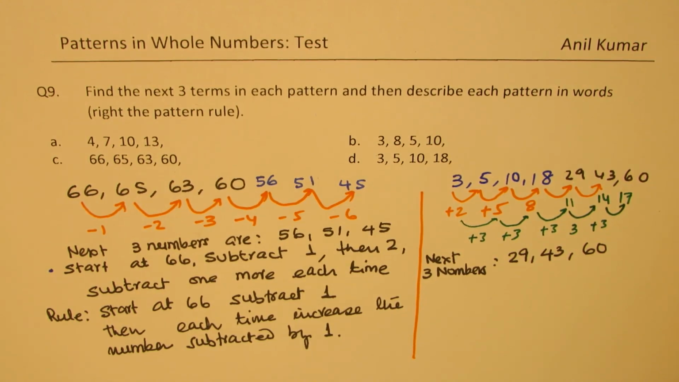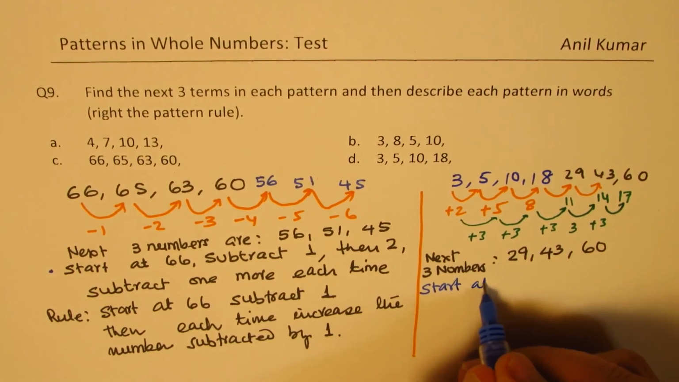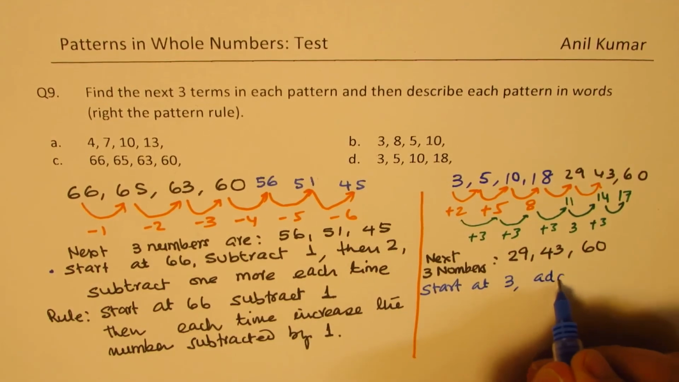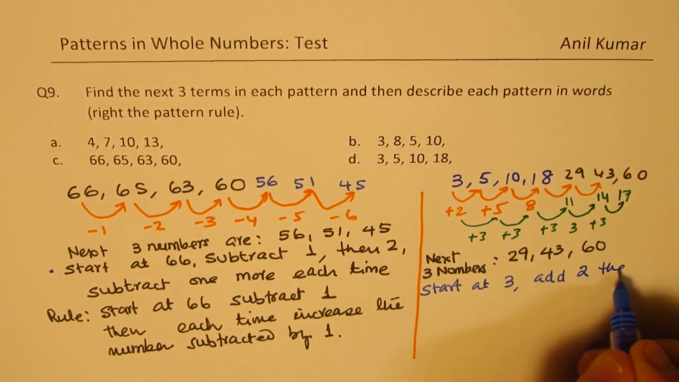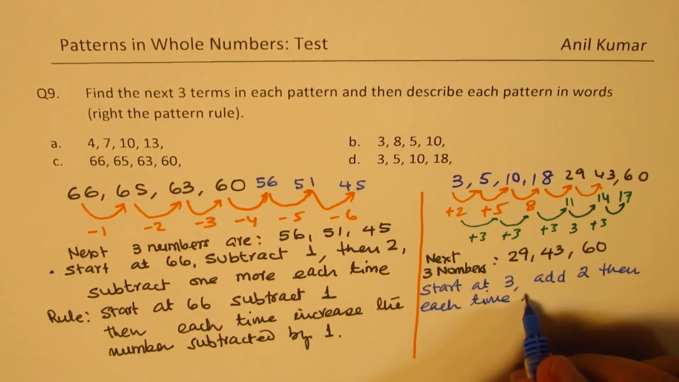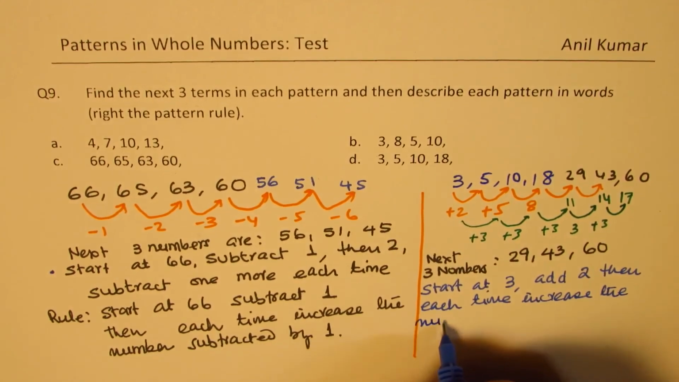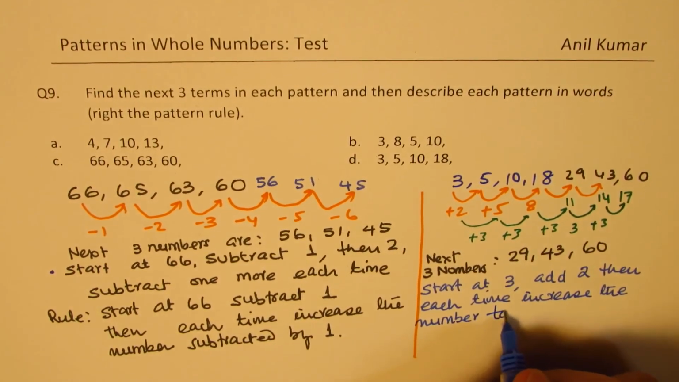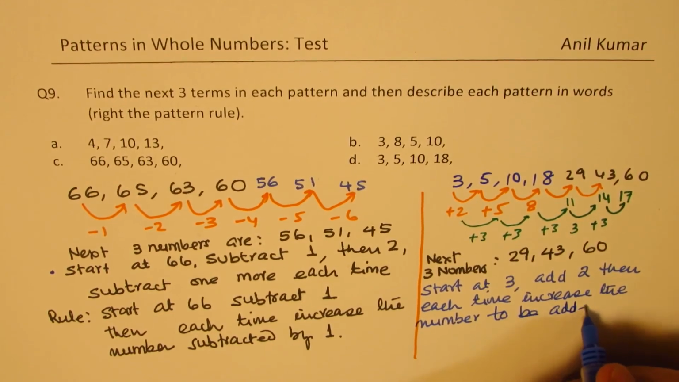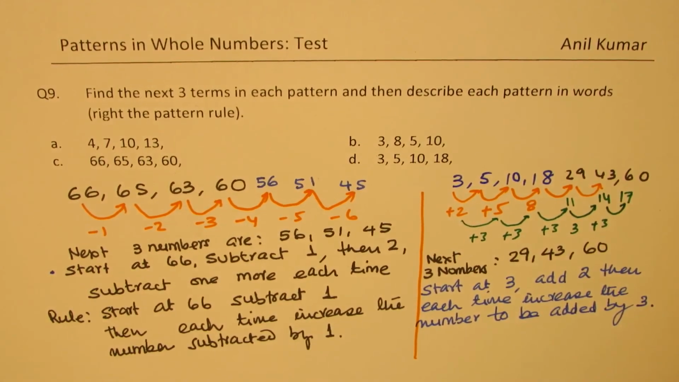So we can now use the same type of description as we did before. We can say start at 3, add 2, then each time increase the number to be added by 3. Does it make sense to you? So that is how you can actually describe this particular pattern. I hope that makes sense.